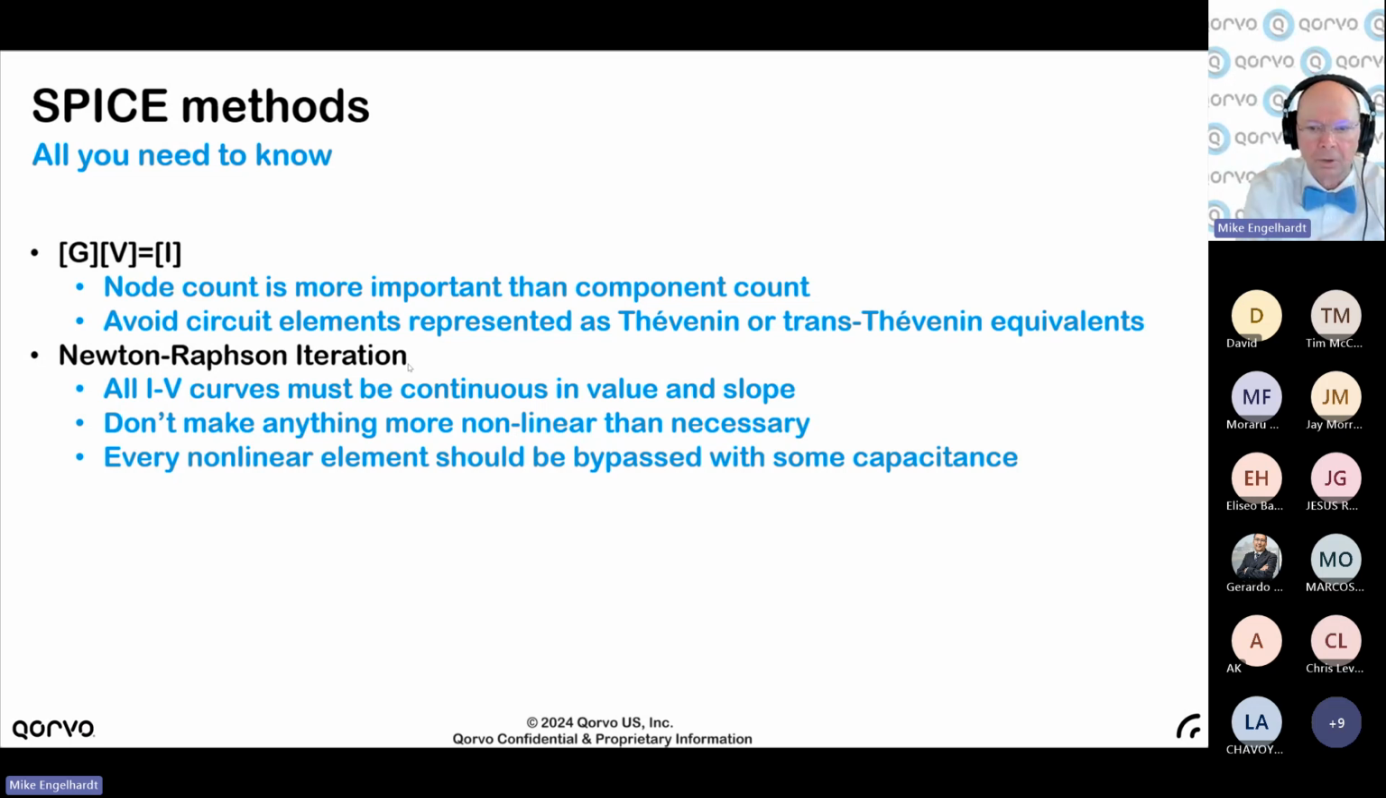The other thing you should do is make sure that every nonlinear element is bypassed with some capacitance. That is another aspect of a circuit. Every nonlinearity in every physical circuit has some capacitance. It's not zero. And that makes all the difference in the world in being able to solve your circuit in the time domain.